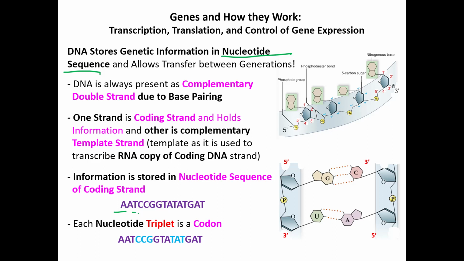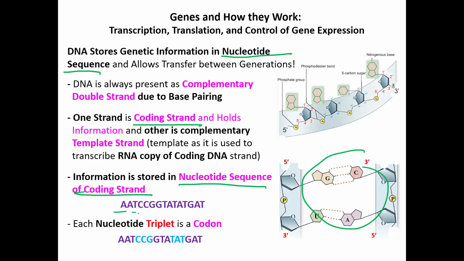So we have those two complementary double-strand DNA molecules, two strands of DNA connected to each other, like this is shown here in this little diagram. And one of the two strands is always referred to as the coding strand. This is the one where the gene, the genetic information, is actually encoded in the nucleotide sequence of that DNA strand. And the other one is called the template strand.